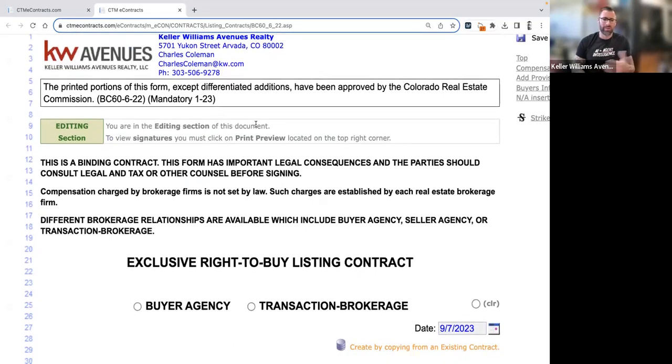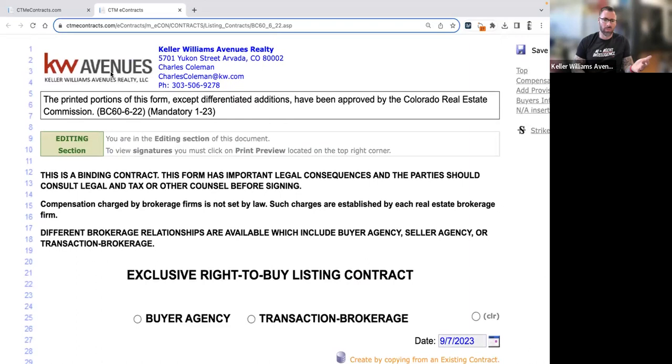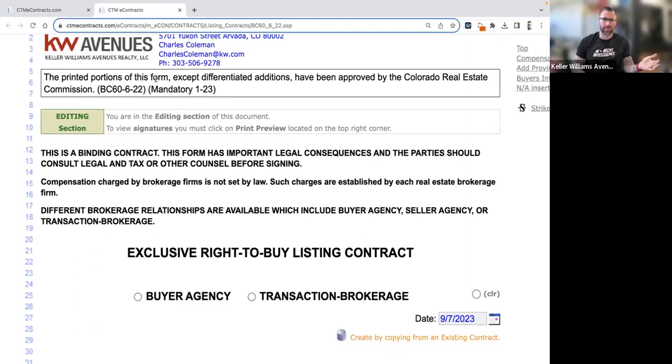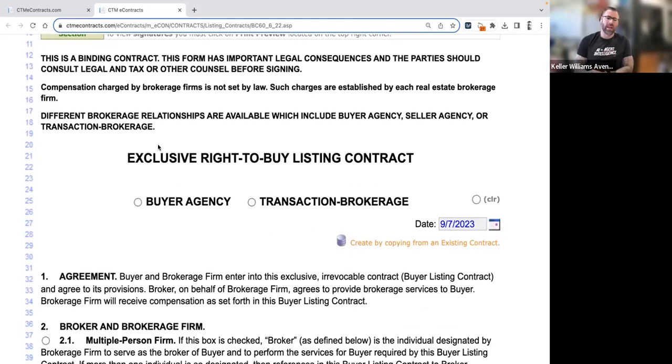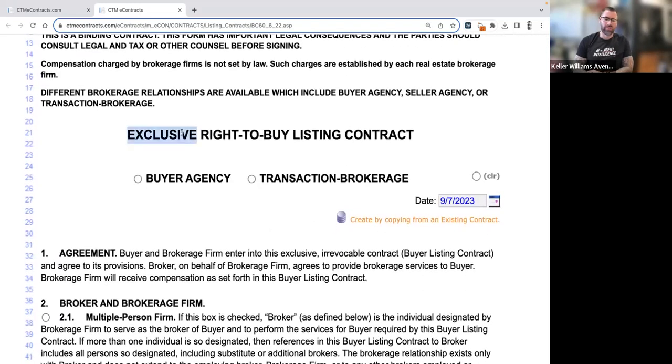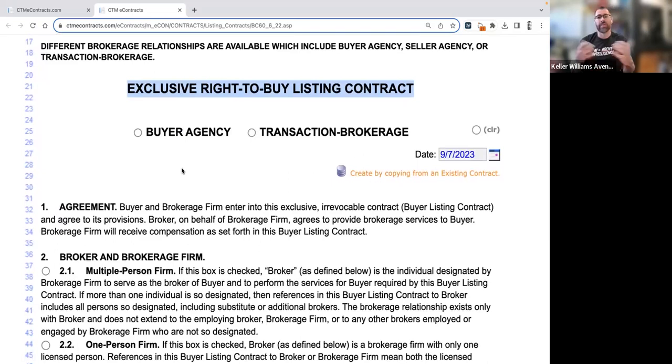And just through real estate school, we know that we have the logo of the brokerage. It has our address. It's going through and it is saying these are CEREC approved documents. And we're going through and we're doing the exclusive right to buy listing. The very first thing that we're going to do on this is we're either going to select buyer agency or transaction brokerage. Here in a minute, we're going to talk about why it's important to choose which one.